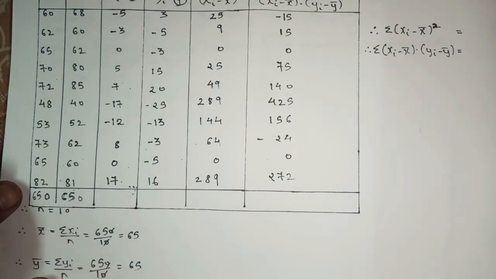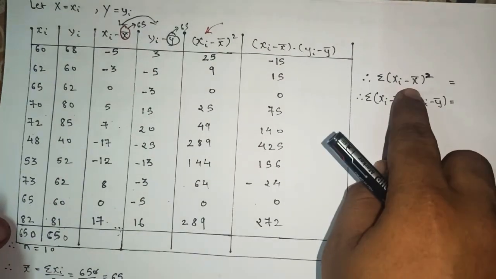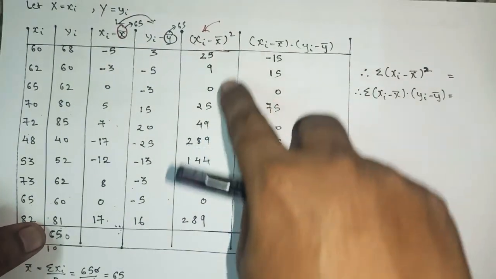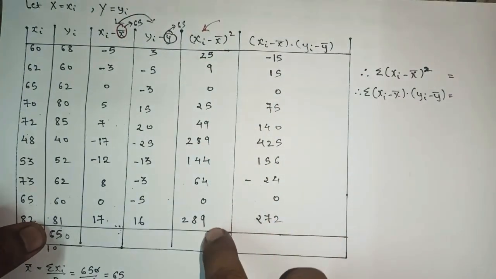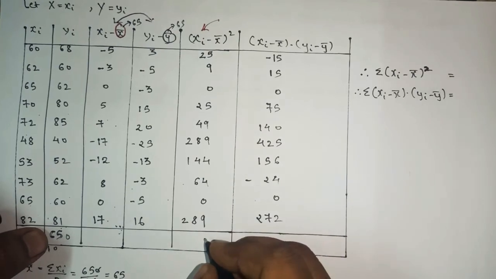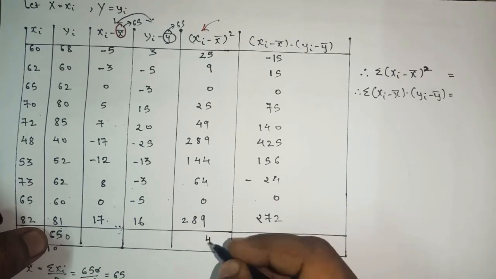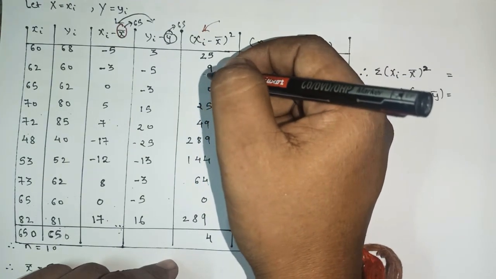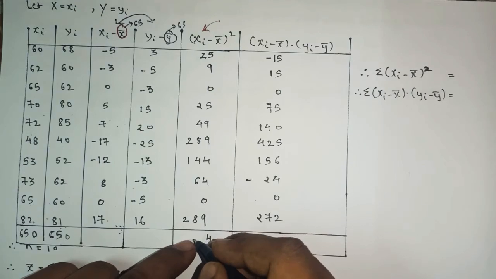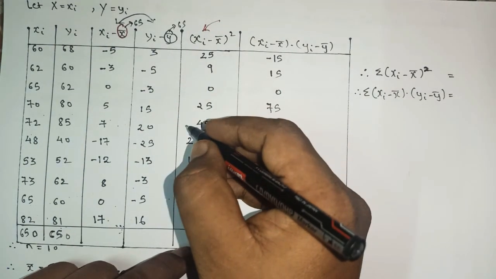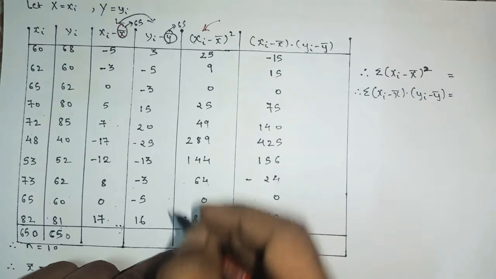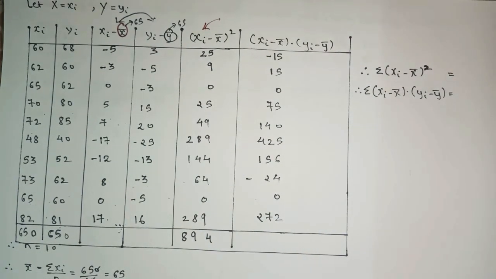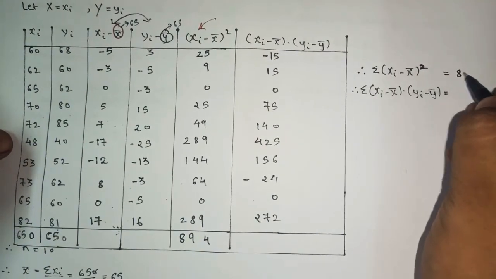Okay, after finding all the values, you write n, x mean, y mean. After that you have to find the total of (xi minus x mean) squared. When you calculate this part, the total we got is 894.